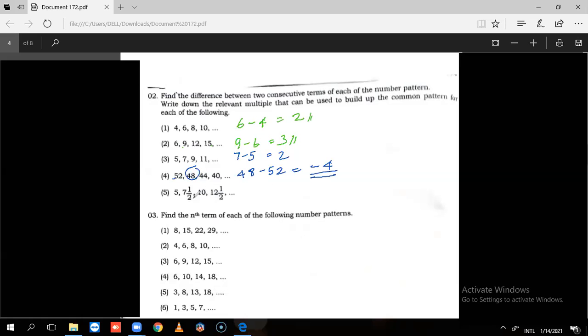Then next one, 7.5 subtract 5. Then what is the common difference here? 2.5. Right. They are asking us to find the common difference here.